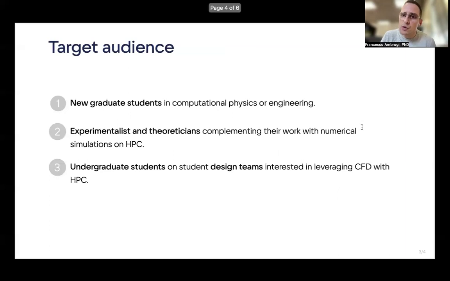So the big question is, who's the target audience for this course? Well, first of all, new graduate students in computational physics, any branch of physics, really. If you're thinking of doing large-scale simulation, probably this will be a great fit for you in terms of experience and at least basic knowledge. And then we have people who have maybe run experiments or have been on the theoretical side of physics or fluid mechanics, who want to validate a model using computer simulation. That is also a great fit for this course.